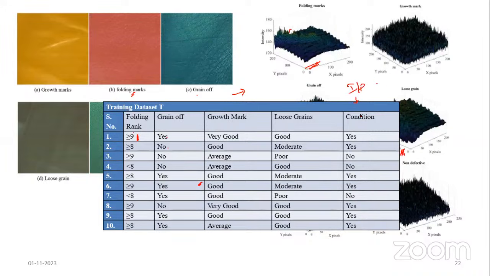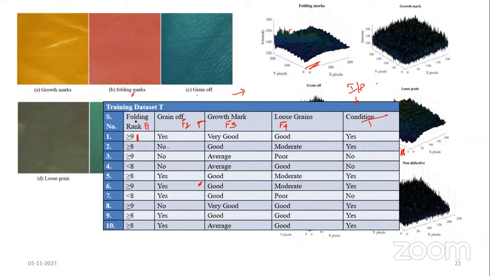Now this is our inputs: this is feature 1, feature 2, feature 3, and feature 4. Then this is our target. Yes indicates it is not defective, no indicates it is going to be defective. Here this folding rank indicates the higher the rank, the higher the quality. So this is our first instance.